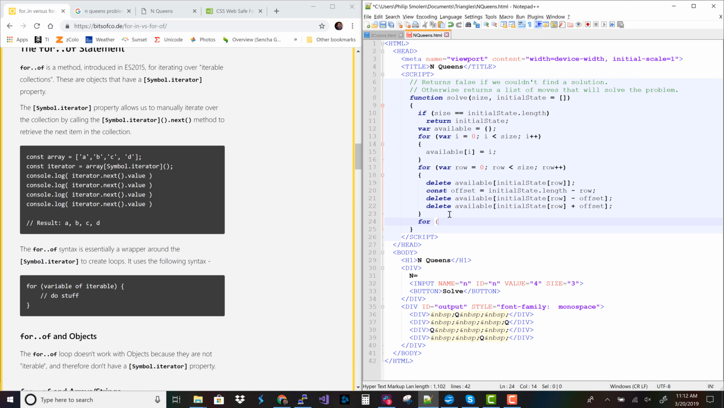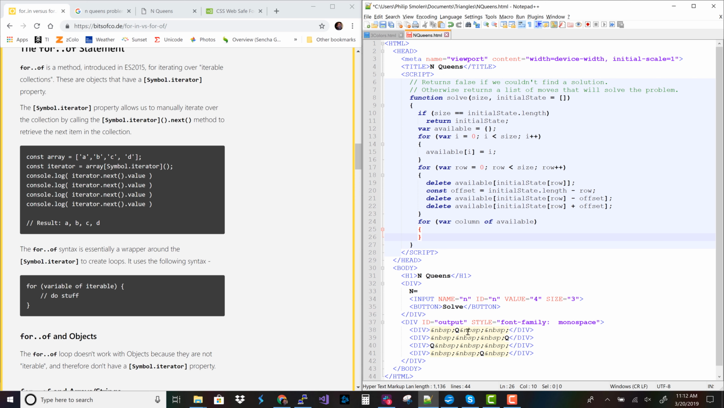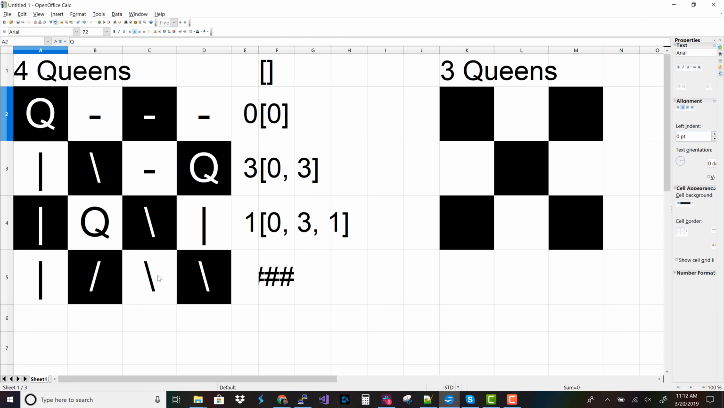Okay, so for, well, we're iterating over the columns of available. So that's going to do exactly what we were looking at here. In this first case, all 4 of these would have been available. So it'll just say 0, 1, 2, 3. This next case, these 2 were already blocked out. So available would just have 2 and 3. So we'd iterate over those. And that's what we're about to do.